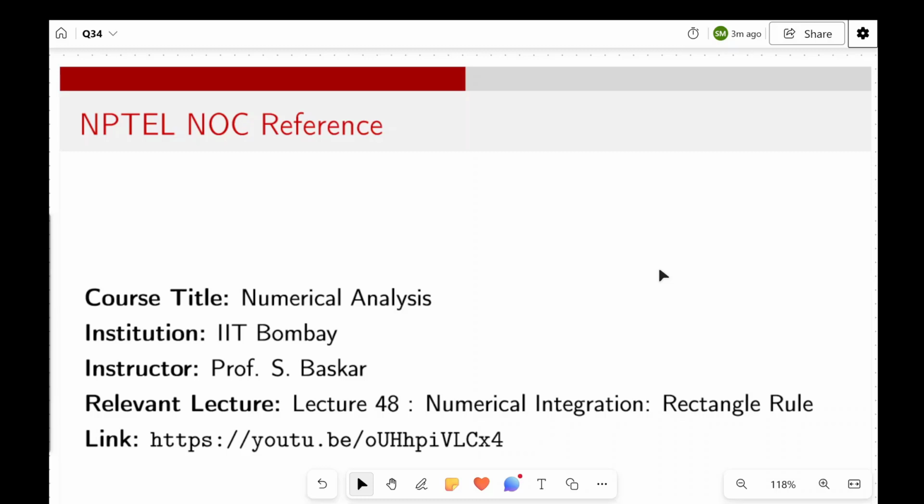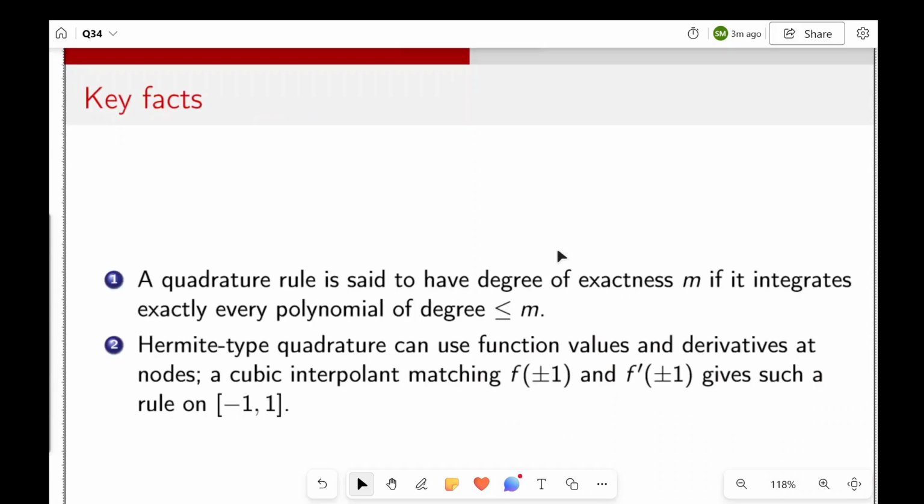Now we are going to solve the problem, and for that we need to use some basic facts which we are going to display. With those we are going to solve this problem. Here are the key facts. The first fact is that a quadrature formula is said to have degree of exactness m if it integrates exactly polynomials of degree less than or equal to m. That means a given integration formula is exact for any polynomial of degree less than or equal to m.